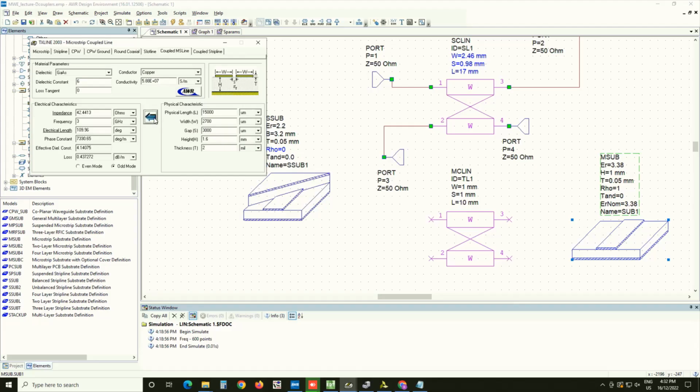Wow, it's really strange. Did I make a mistake somewhere? 1.6 mm, 2 mil thick, frequency 3 gigahertz. It's like the gap is bigger than the width. Doesn't seem to make any sense.